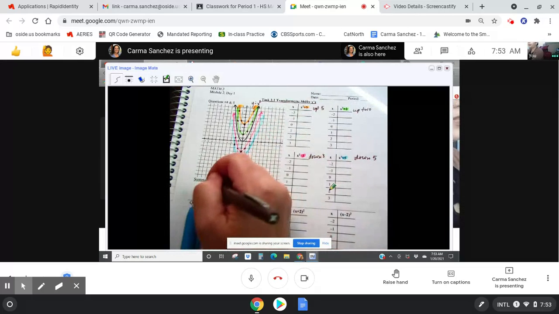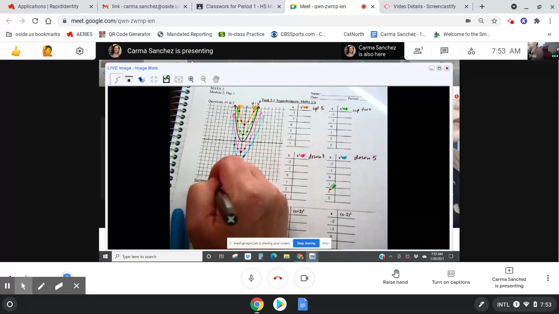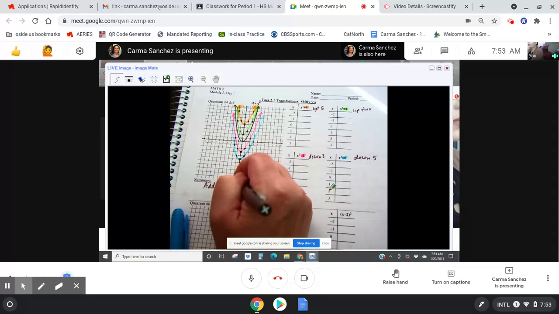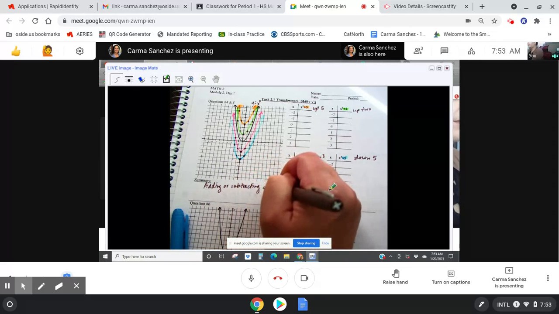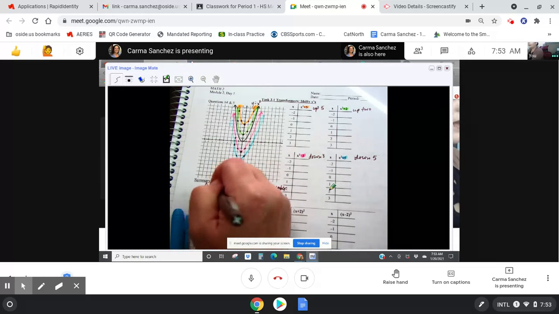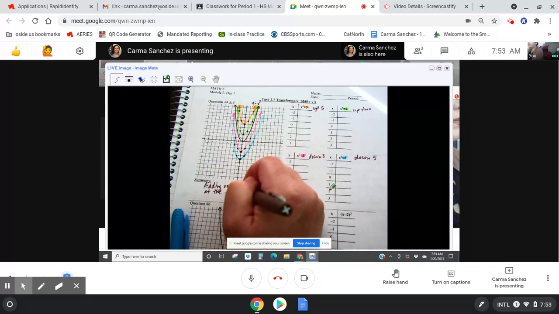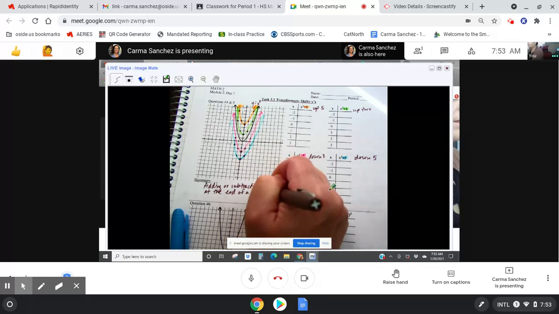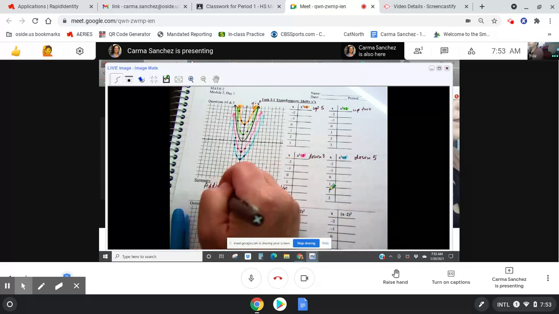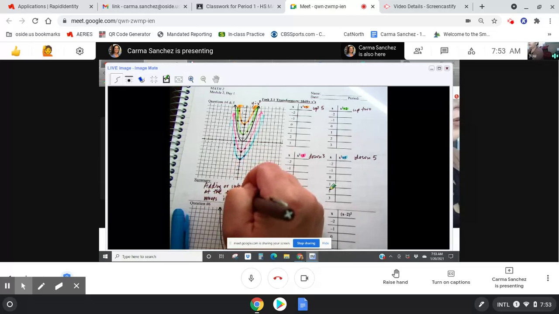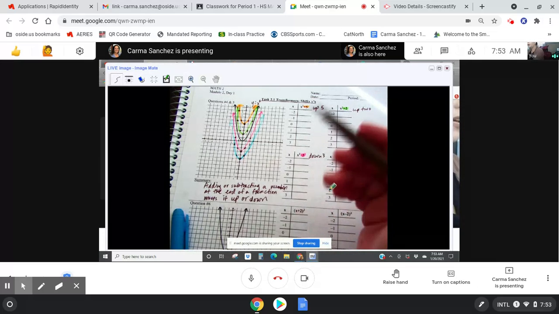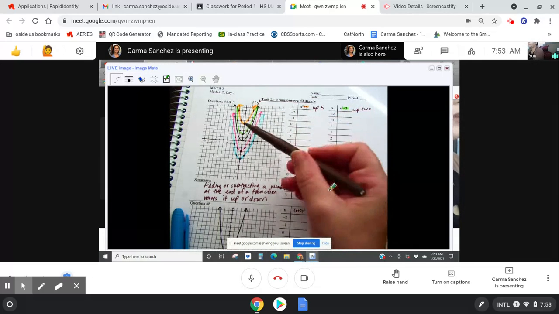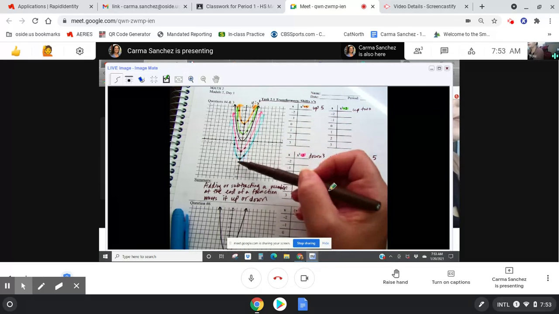So in summary, adding or subtracting a number at the end of a function moves it up or down. So these functions only had an up or down shift. Now, because they were only moving up or down, notice that all of the y-intercepts are the vertexes, the vertices.